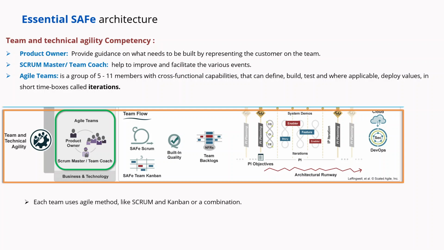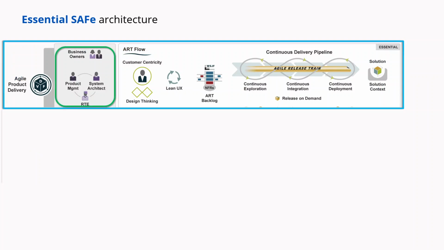In fact, each team uses an Agile method like Scrum and Kanban or a combination of different Agile methods. Each team also starts each iteration by planning what they can deliver in an iteration planning event.